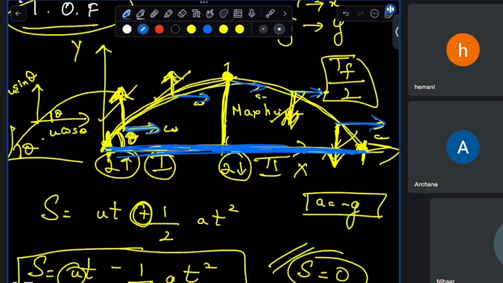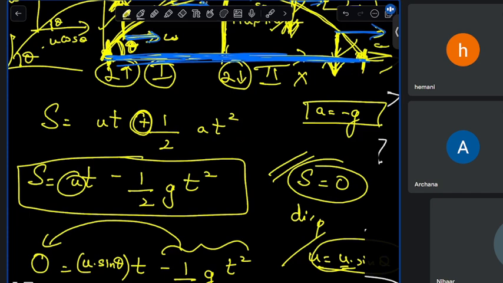Now, very simple this is if you know one OG formula of physics.